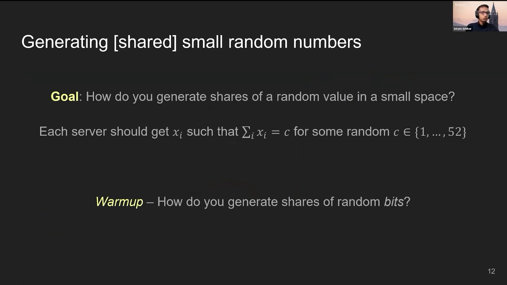Let's start with the warm-up protocol. How do you generate shares of a random value in some small space? We're not asking how do you generate the entire permutation, but just a single random value. So concretely, what we want is that each server should get some x_i, such that when reconstructed, that is when you take the summation of all the x_i's over all servers, you get some small random output in some small set. Let's ask an even simpler question. How do you generate random bits? So where the size of the set C is 2.